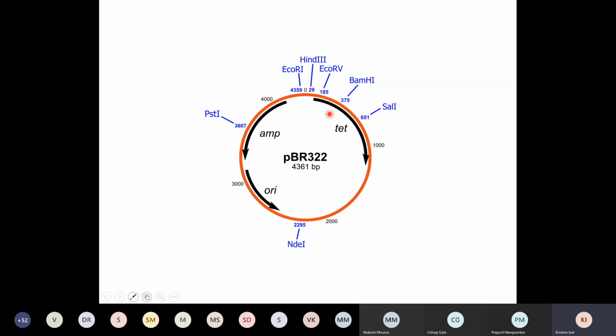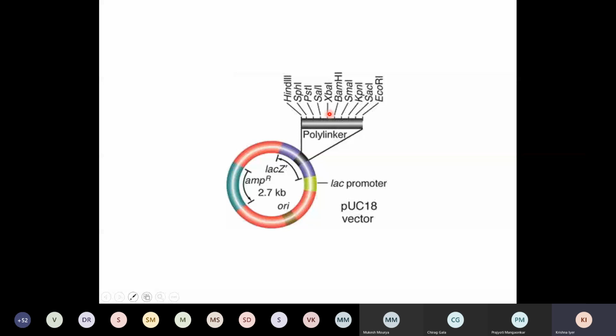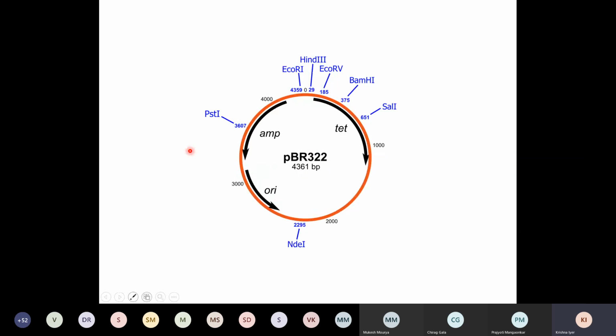Just like pBR322, there is another plasmid which is called pUC, or sometimes people read it as pUC18. Here P stands for again plasmid, and UC stands for University of California, where this plasmid was invented or designed. Look at this plasmid. It is 2.7 kilobases long, which means it has got 2,700 base pairs. So it is slightly smaller than pBR, a little more than half the size.